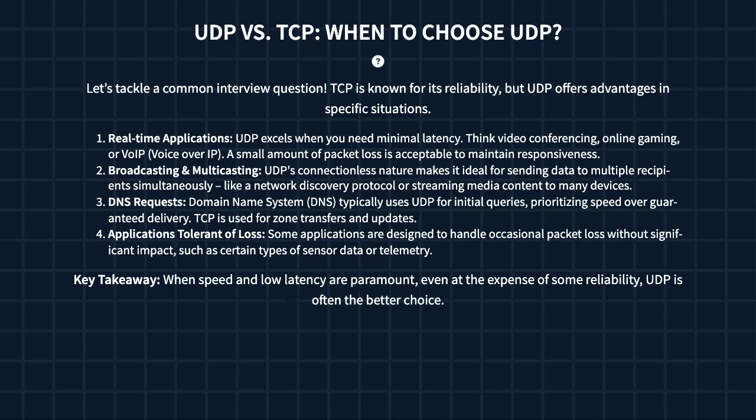Even DNS requests use UDP for quick lookups. And there are some applications, like certain sensor data, that can actually handle occasional lost packets without a problem. So, if speed and responsiveness are the most important things, UDP is often the way to go.